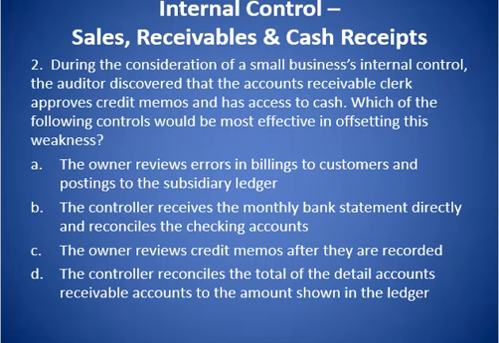During the consideration of a small business's internal control, the auditor discovered that the accounts receivable clerk approves credit memos and has access to cash. Which of the following controls would be most effective in offsetting this weakness? So again, you're given four separate choices. Go ahead, make the choice that you feel is appropriate. Also, remember to stop your video, and when you're ready, restart the video and go ahead then review the answer.